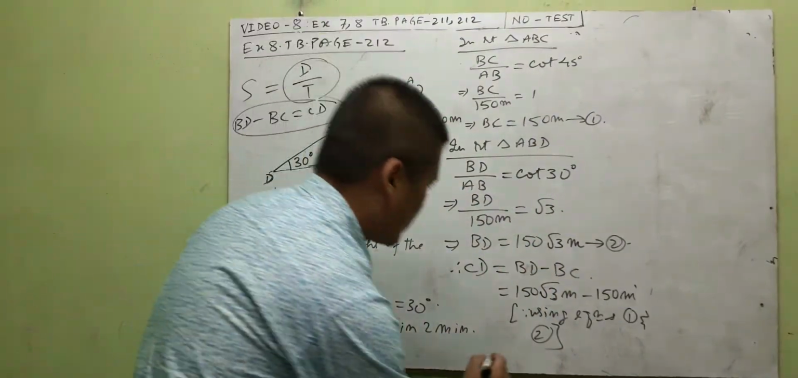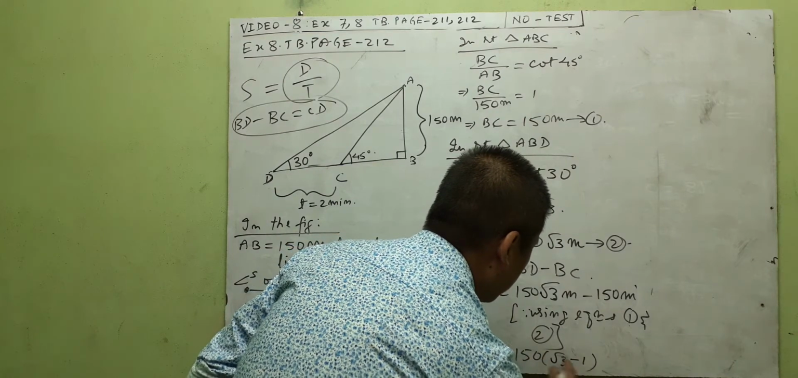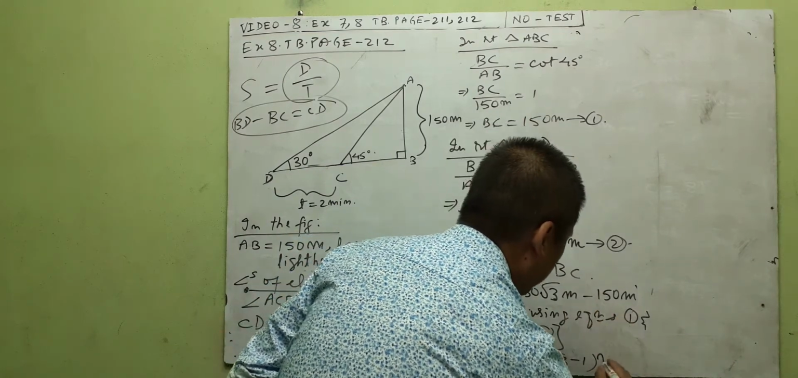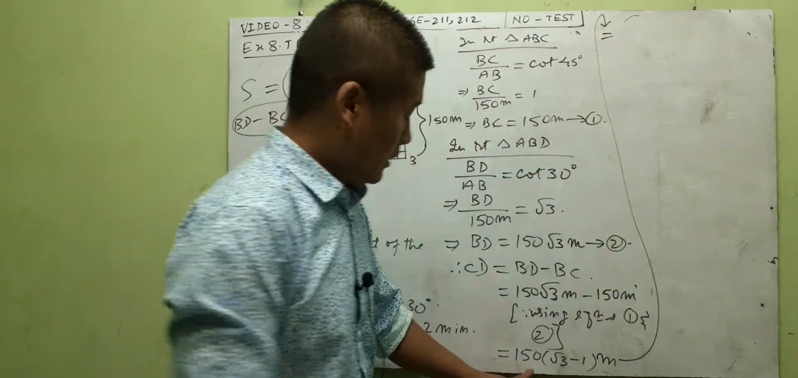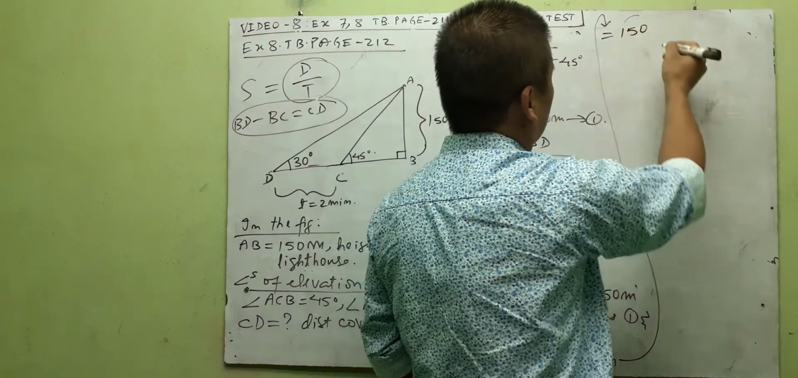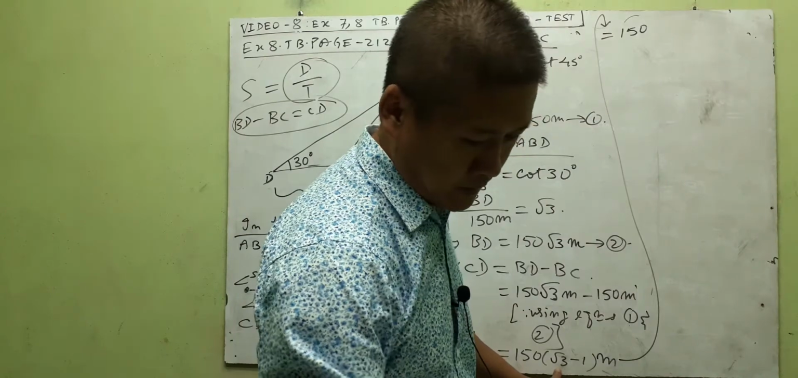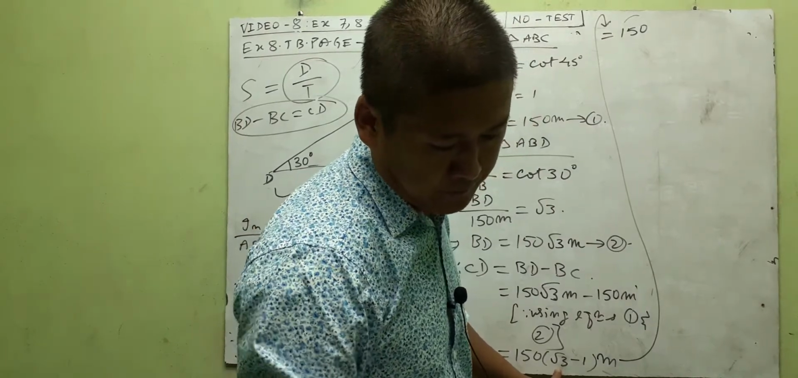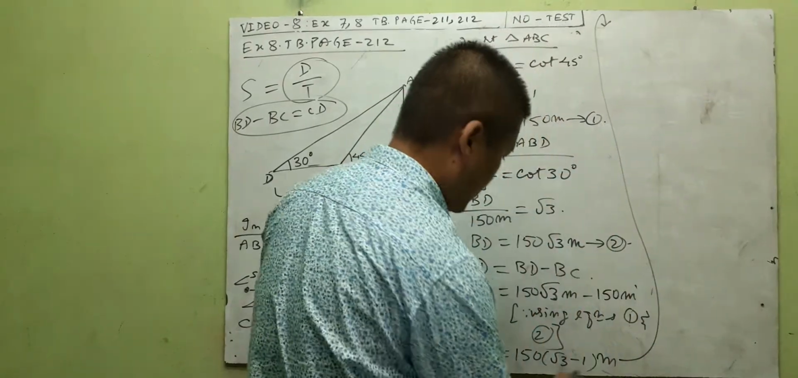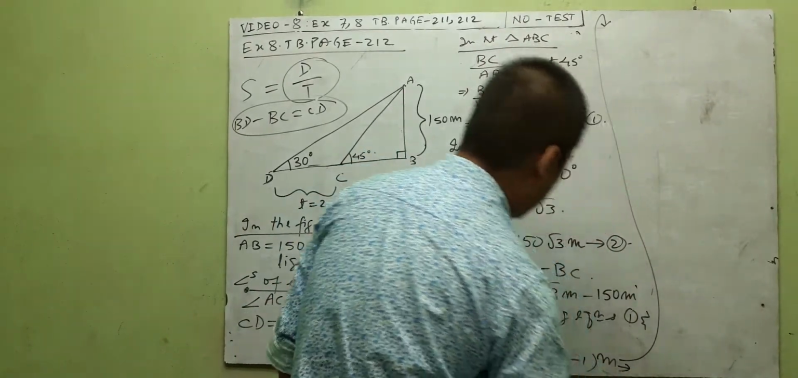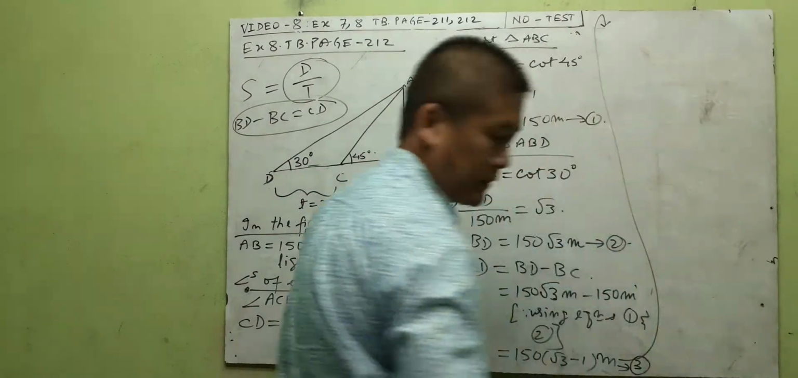Now we can take the common factor 150 out, then 150 root 3 minus 150 into 1, so 150 into root 3 minus 1 meter. Maybe we can simplify it here itself, or just keep it like that, and do it in the final step also. This is equation number 3.